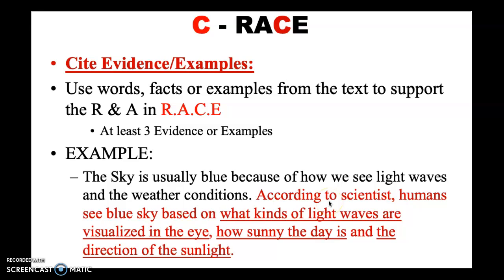According to scientists, humans see blue sky based on what kinds of light waves are visualized in the eye, how sunny the day is, and the direction of the sunlight. You'll see them underlined. Here's my first evidence or example. Here's my second, and here's my third underlined. That's my evidence supporting my answer that I had above that.